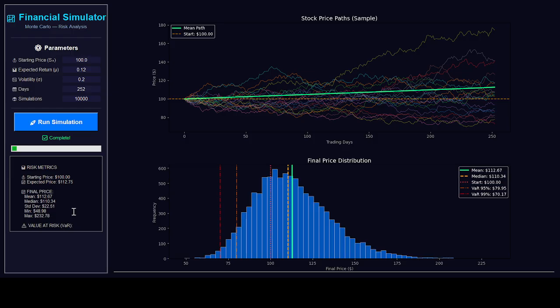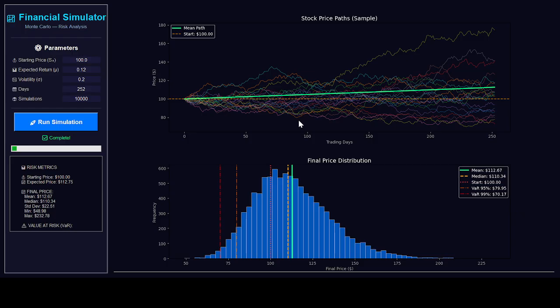At last, there are two more parameters, minimum and maximum. The minimum simulated final price is approximately 49, and the maximum simulated final price is 233. This represents an exceptionally strong upside scenario. Together, these values show the full range of all possible outcomes.